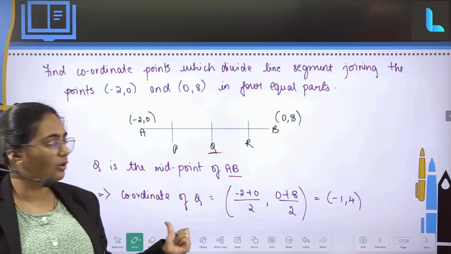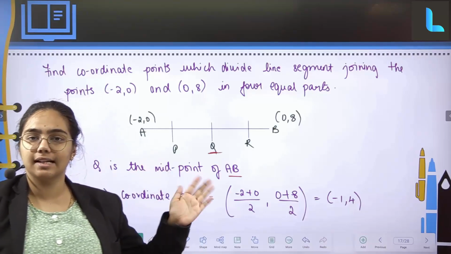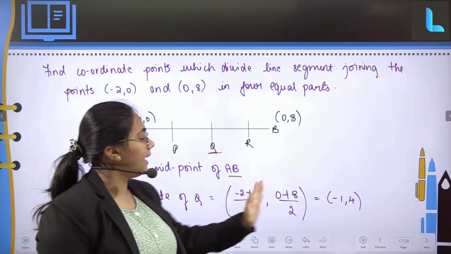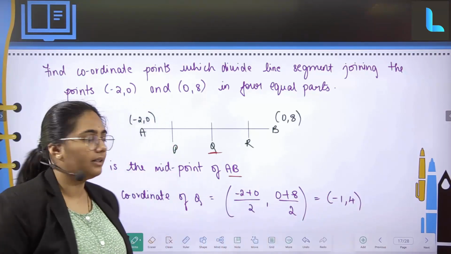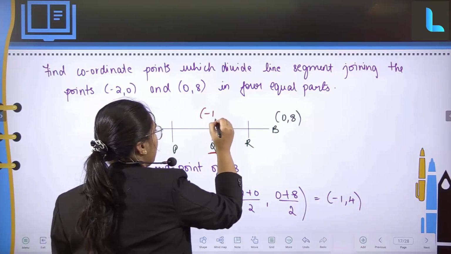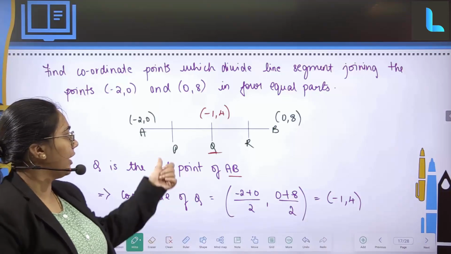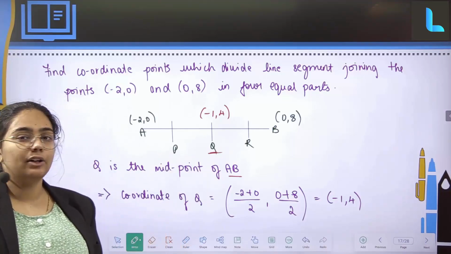So the coordinate of Q is going to be equal to, using the midpoint formula, x1 plus x2 upon 2, y1 plus y2 upon 2. That gives you the point as minus 1 comma 4. So this is going to be equal to minus 1 comma 4. Similarly, next you have to find out P and R as well. How do you do that?